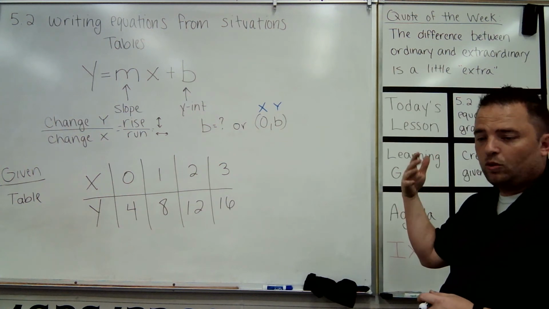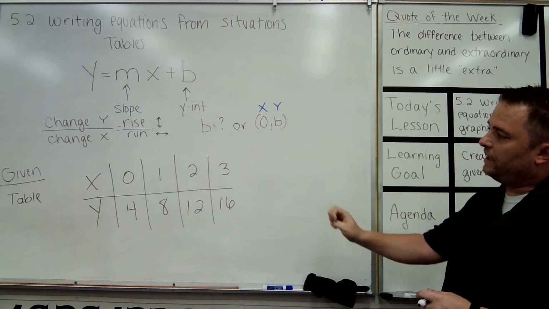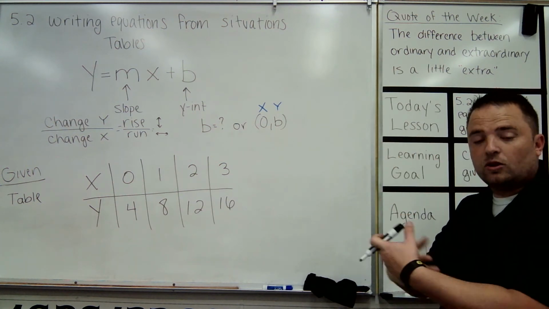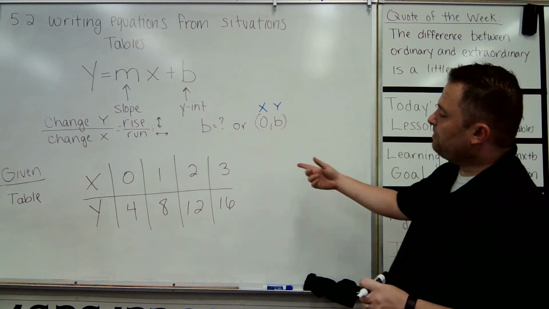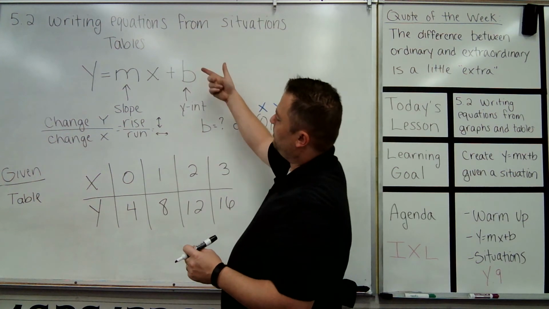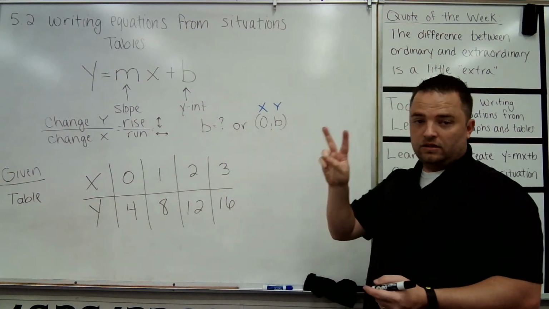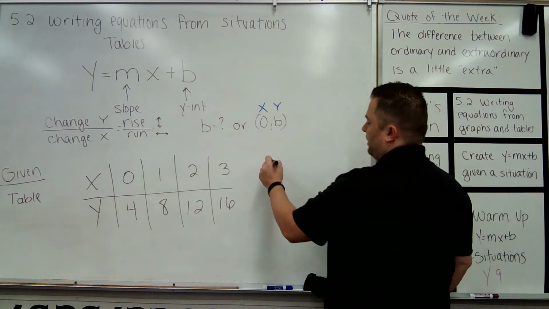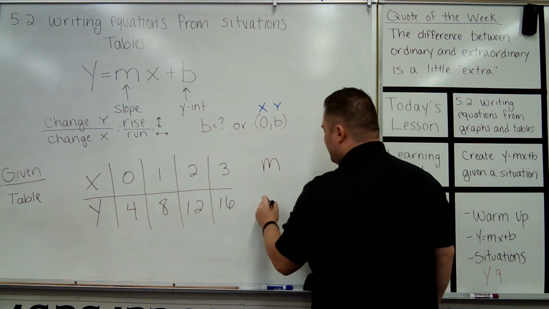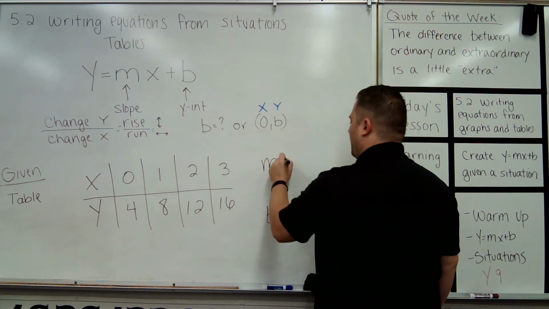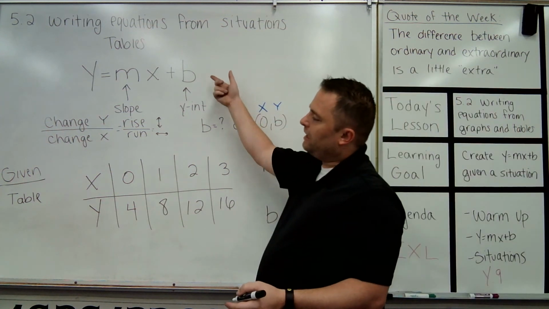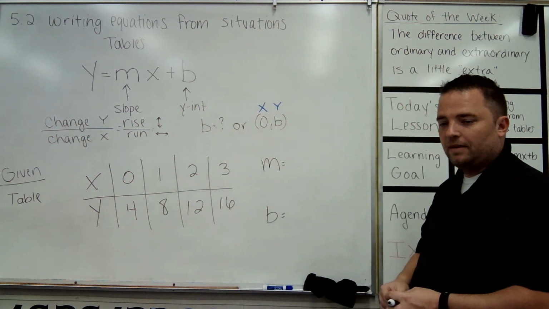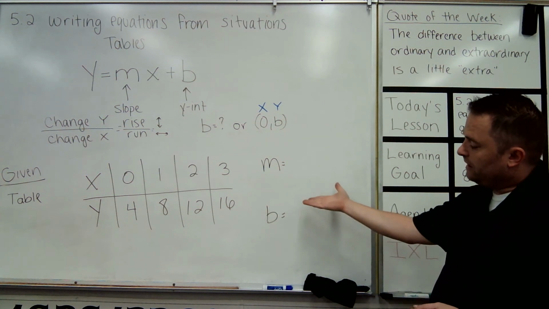Could you give me the equation of the line from this table? That's the question. That's our goal. Well, to be able to make an equation y equals mx plus b, we need two things. We need an m and we need a b. I have to know what these two things are so that I can write my equation, y equals mx plus b. Well, let's start with the easier one.